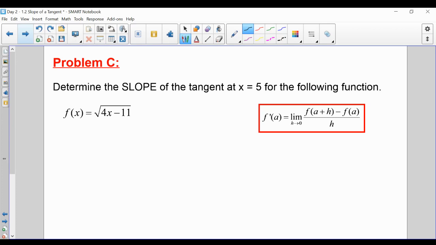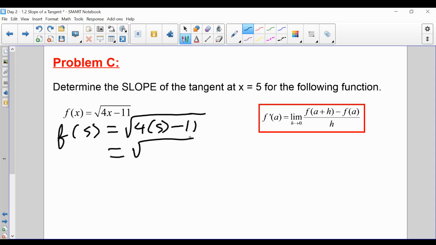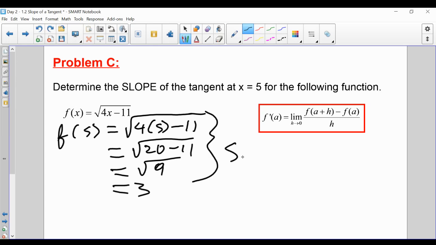Right? What's an important piece of information that we need right now? We need to find f of 5. Thank you, Tash. So let's do that. f of 5 is equal to the square root of 4 times 5 minus 11. Okay, so let's keep going. So that's equal to the square root of 20 minus 11, which is equal to the square root of 9, which of course is 3. Thank you, Alexander. Always a step ahead. So here's a point that we're looking at here. So we're using the point 5, 3.